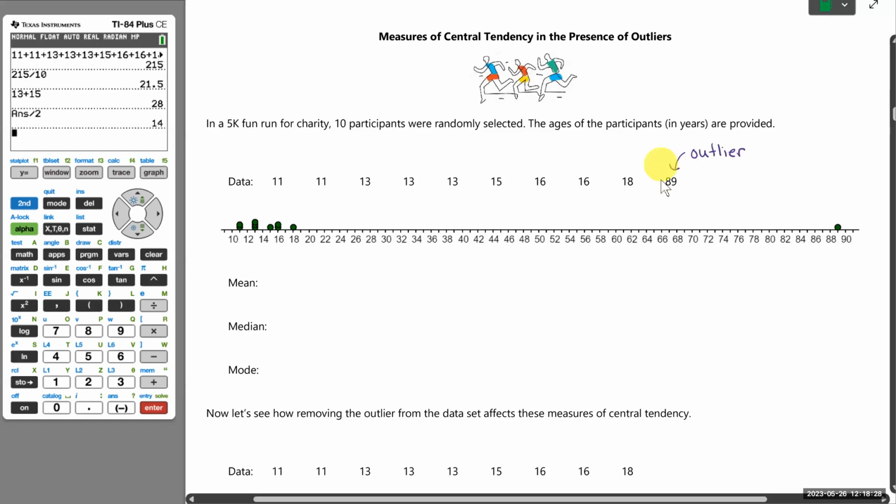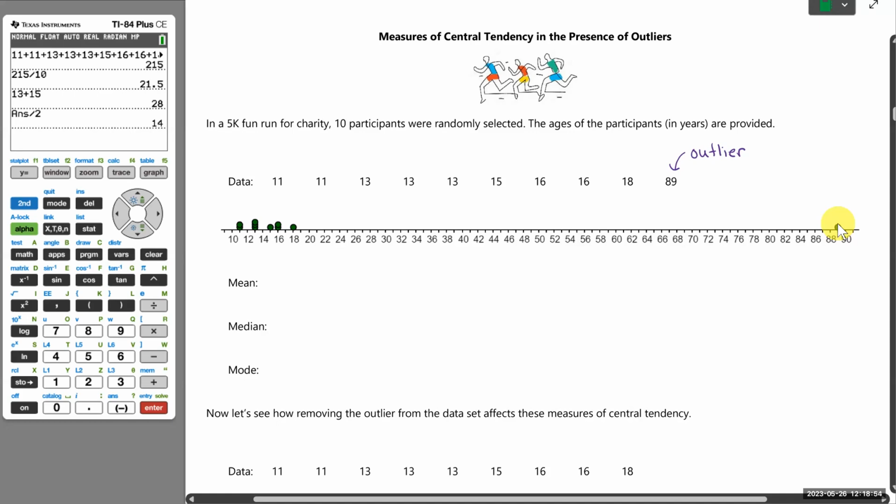On the graph, I've done a dot plot or a line plot. So I would have two dots at 11 and then three 13-year-olds, the 15, the two 16s and the 18. And then on a number line, that 89-year-old is very far away from everybody else in this sample. So again, that's what we call an outlier in a data set.